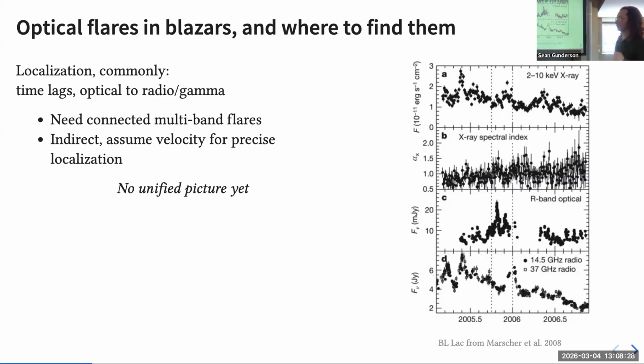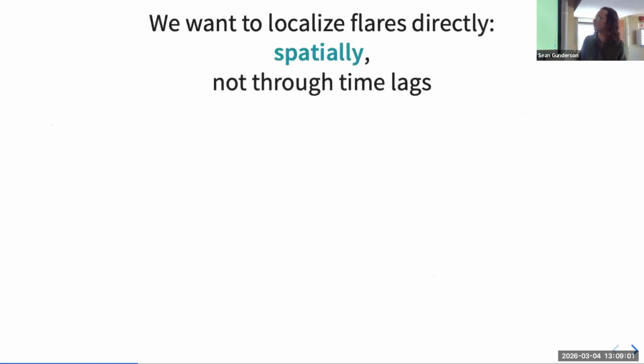This doesn't always work, of course. For one, it doesn't work with so-called orphan flares. If a flare only happens in optical, only in gamma rays, you cannot really localize it this way. Also, if you're thinking about precise localization, you need to know the velocity pretty well. And of course, this method has quite some success. This is the main method currently used to localize higher energy flares in blazars in distant AGN, but it definitely has its downsides.